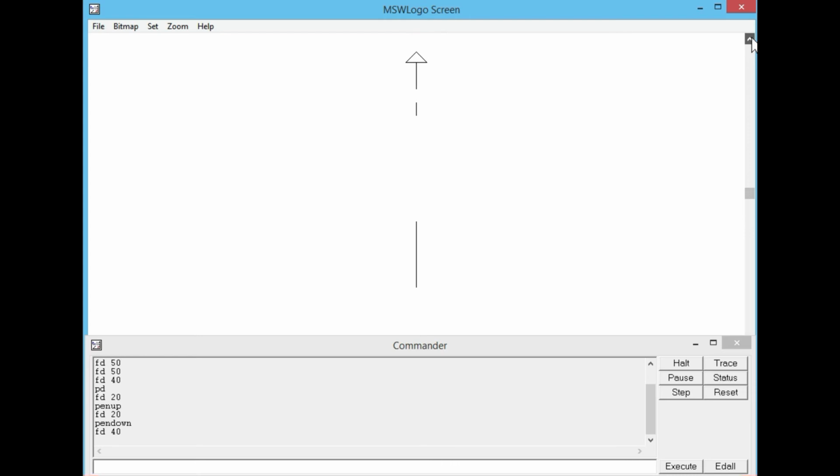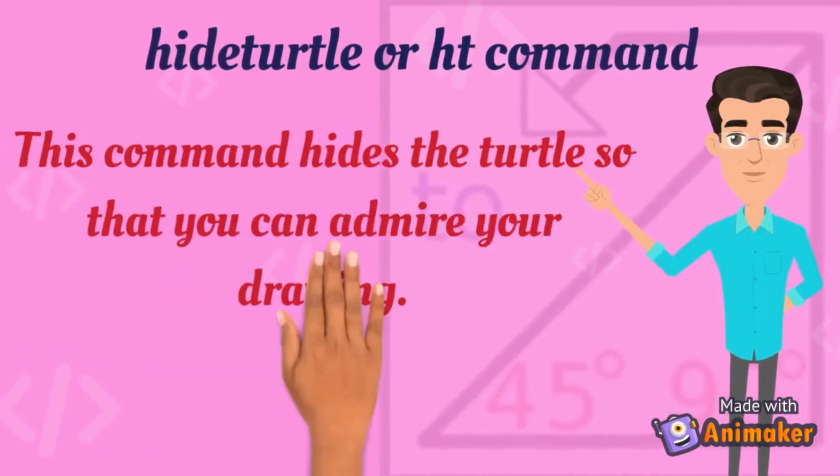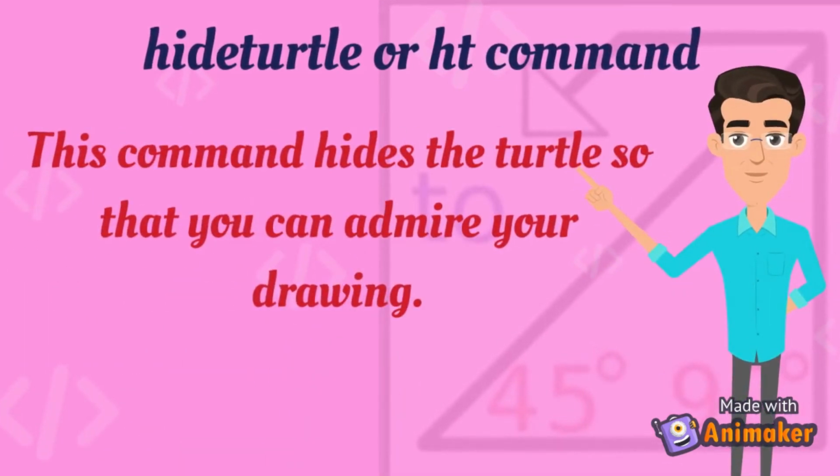So you can use the scroll bar to view the position of the logo turtle. So this is how the pen down and the pen up command works. Now the next command that we have is the hide turtle or HT command. This command hides the turtle so that you can admire your drawing. Example, hide turtle or HT.